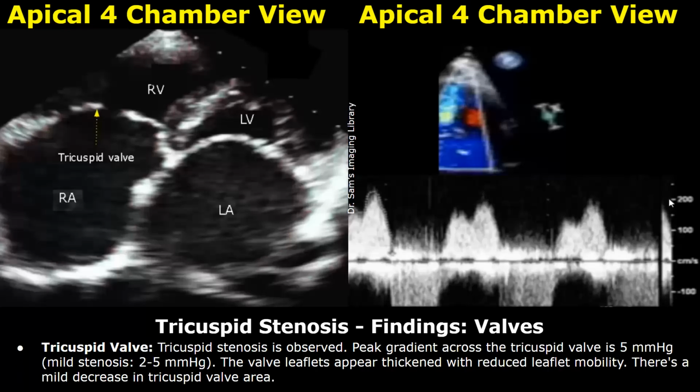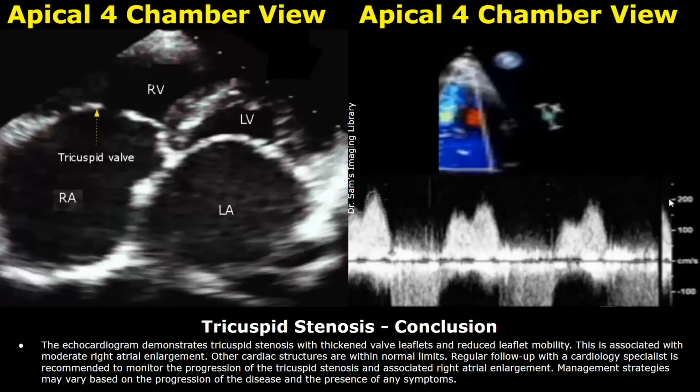In the tricuspid valve, tricuspid stenosis is observed. Peak gradient across the tricuspid valve is 5 millimeters of mercury. This indicates mild stenosis. The valve leaflets appear thickened with reduced leaflet mobility. There is a mild decrease in tricuspid valve area.